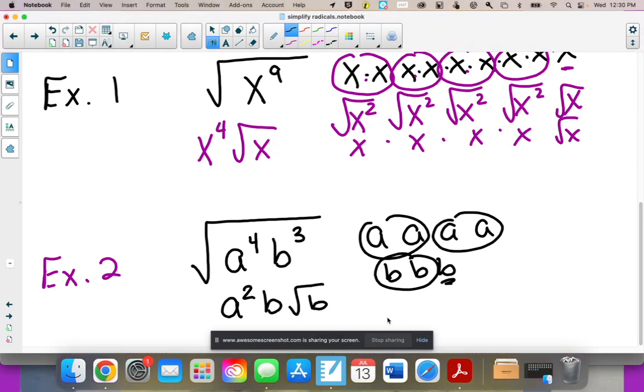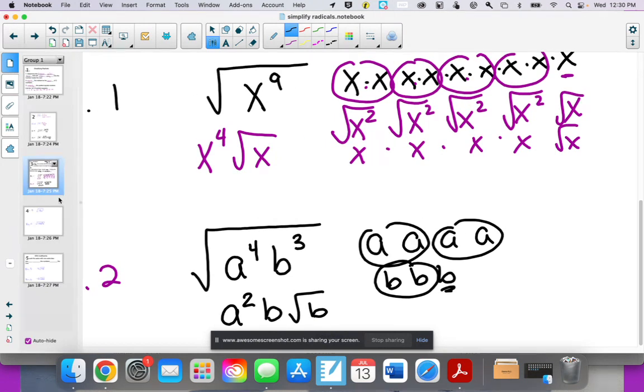Like I said, to me, variables are even easier than the numbers because all you're doing is looking at pairs. Think of it like playing Go Fish, right? You're trying to find pairs, and then anything that's left over just stays inside the square root because you can't simplify it. All right, so now let's do some variables and numbers together.